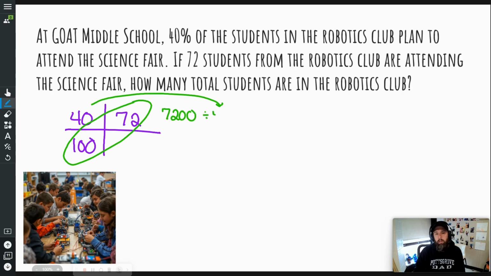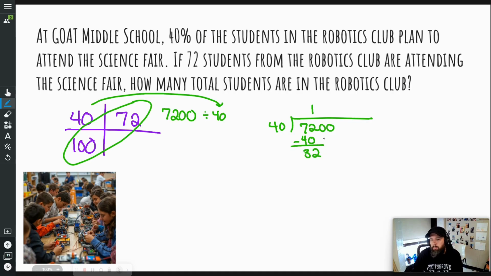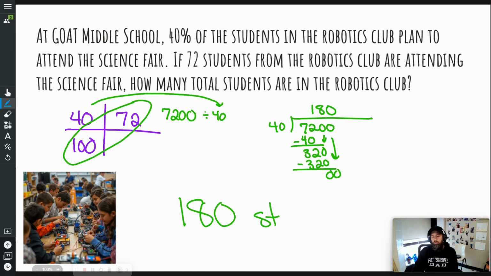Divide out 40. Let's do long division because why not? 40 goes into 7,200. 40 goes into 72 just one time. 1 times 40 is 40. Subtract. Gets you 32. Drop down the 0. 40 goes into 320 8 times. 8 times 40 is 320. Subtract, you get 0. Drop down the 0, you have another 0. So the whole is 180. So how many students are in the robotics club? 180 students.